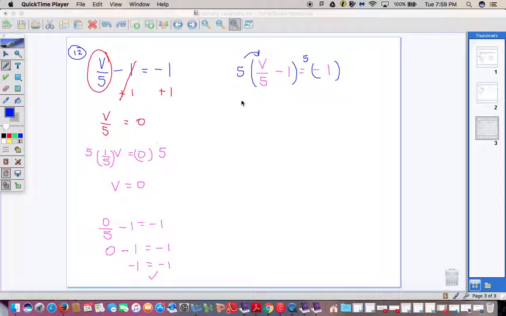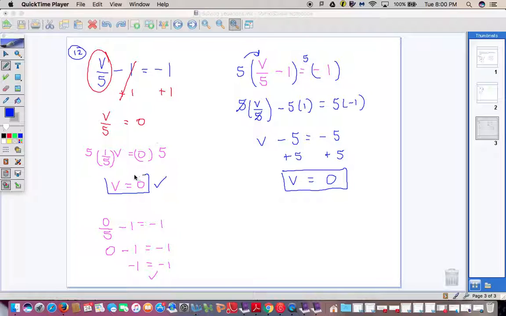Now when I distribute, I have 5 times v divided by 5 minus 5 times 1, and this equals 5 times -1. Here I can see that my 5's are going to cancel because I'm going to end up with 5 divided by 5. So I have that v minus 5 equals -5. Now if I add 5 to both sides, I get that v is equal to 0. So my solution is going to be the same if I clear my fractions or if I leave them and work with them. Either way, I still get that v equals 0.